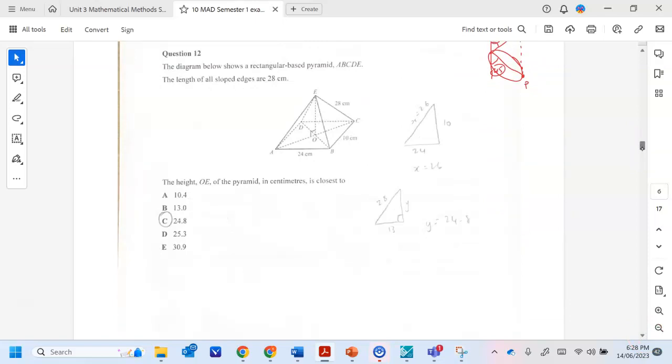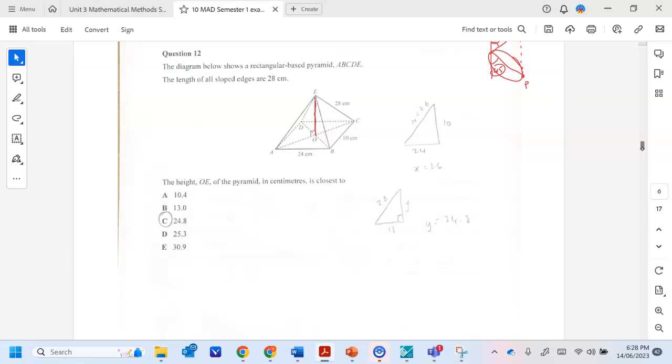All right, the diagram below shows a rectangular base pyramid. The length of all sloped edges is 28. So everything's labeled on the pyramid. We want to find the height, so this distance here. What I've got on the right is two triangles, and that's what I use to find that height.